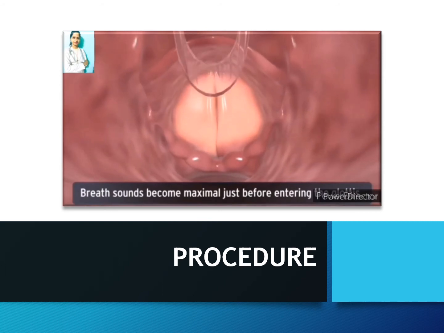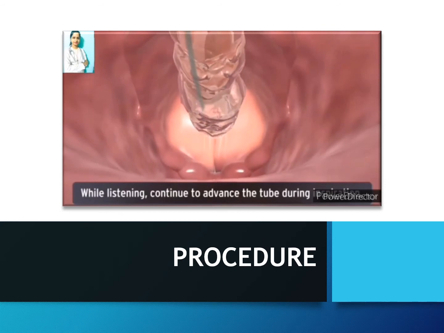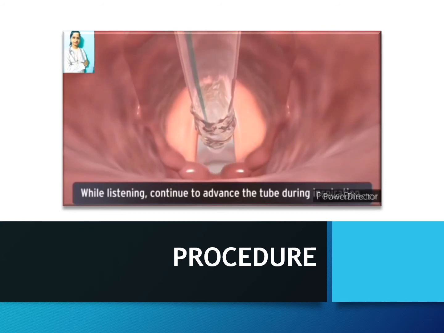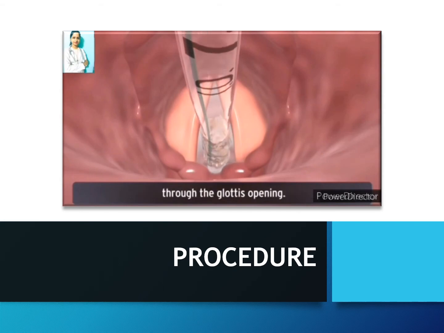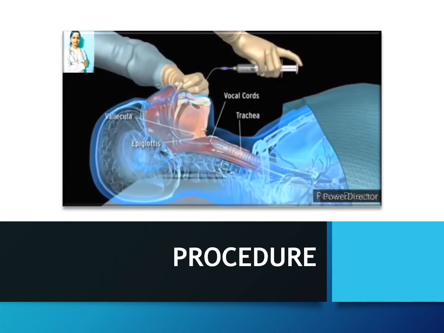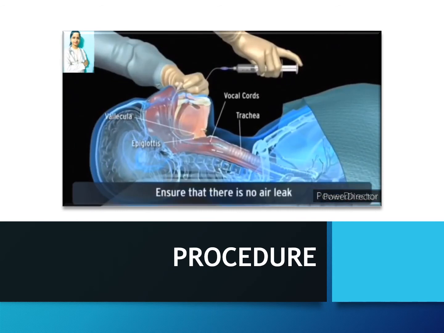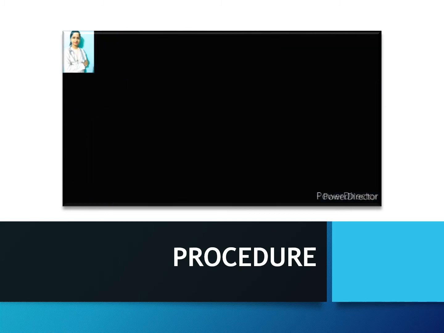The breath sounds become maximal just before entering the glottis. While listening, continue to advance the tube during inspiration. Inspiration facilitates movement of the tube through the glottic opening. Ensure that there is no air leak and the cuff inflation volume is minimally occlusive, like oral endotracheal intubation.